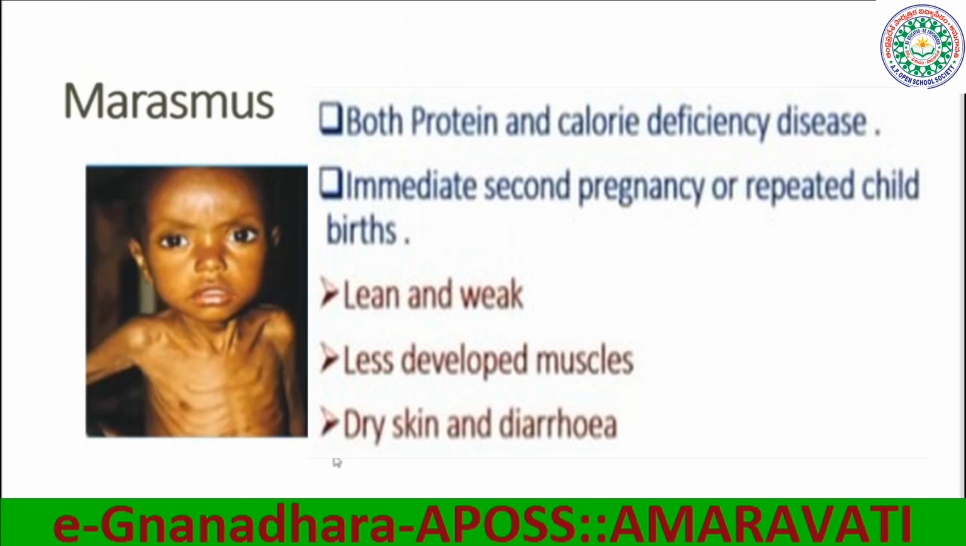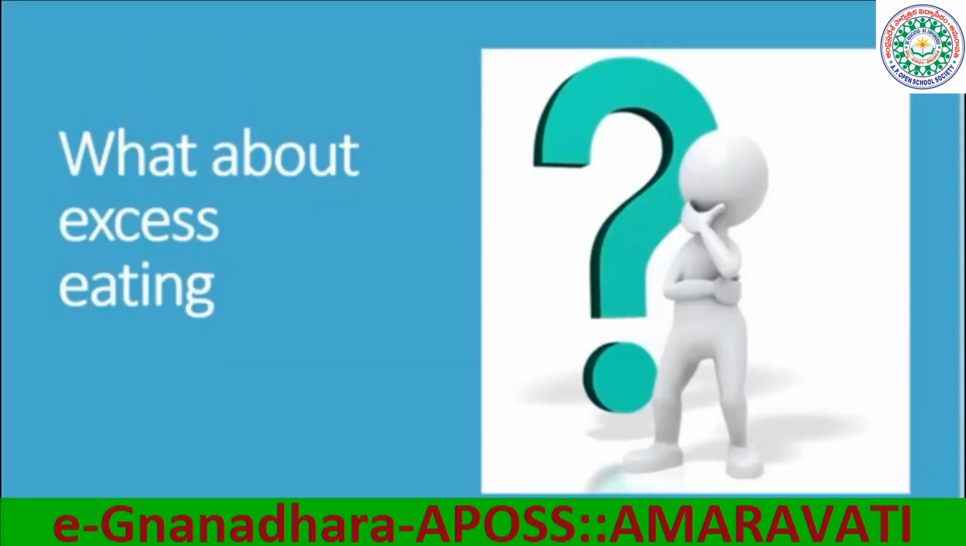So what are the symptoms of marasmus? Lean and weak. See, observe the image of the kid here, he has prominent bones. We can count the bones of this boy. So that much lean, less developed muscles, dry skin, diarrhea. These are the symptoms of the children who are suffering with marasmus disease.